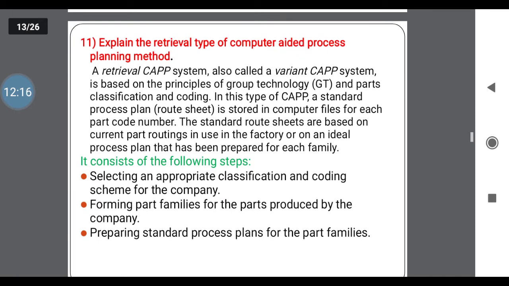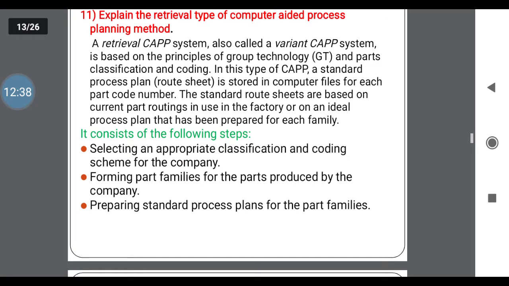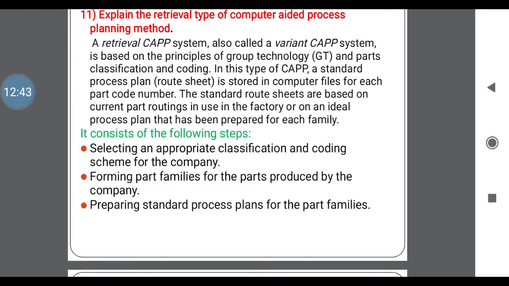Next, explain the retrieval type of computer aided process planning method. This is the first method of CAPP technology. It consists of a standard process plan stored in computer files for each part code number. In this process, the route sheets are based on the current part routing in the factory or on an ideal process plan. This is a type of CAPP, the computer aided process planning retrieval type. It consists of the following steps.